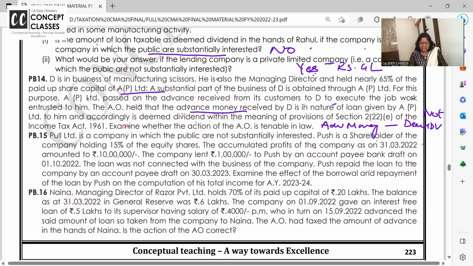So the AO is saying that yes, the advance D has taken from the private company will be taxable in the hands of D as accumulated profit because D is holding 65% shares. But the private company is doing business with D, and related to business, the private company has given the advance. Correct? The private company has given a loan to one of the shareholders who is holding 65% share, but it is not like a loan. It is like a trade advance. So it is not taxable. ठीक है?